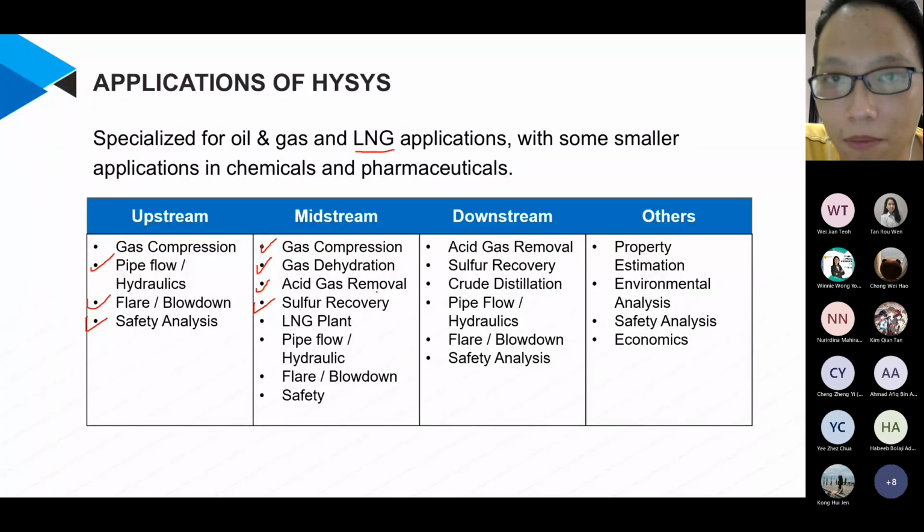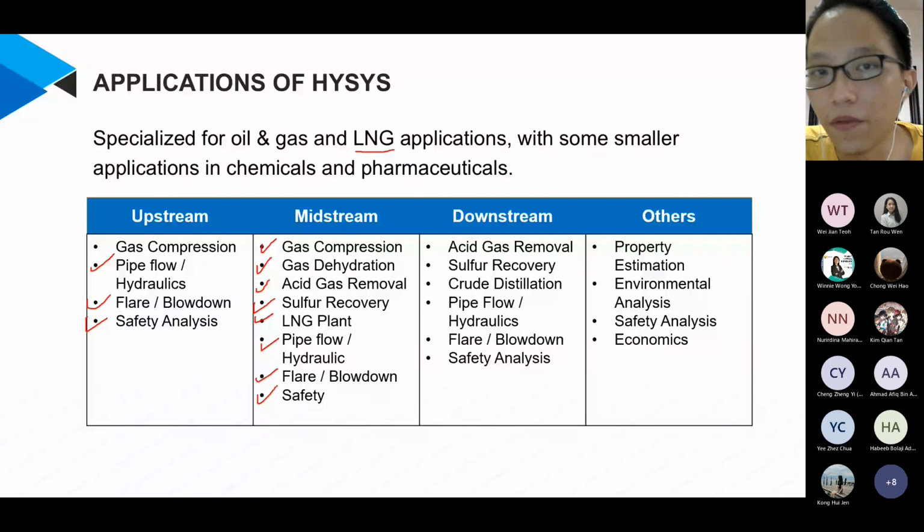Then you have the other parts of the plant itself. You can still do pipe flow, hydraulic analysis, you can do flare, you can do safety. Downstream process is mostly for refining in the refinery to produce fuels, to produce naphtha, to produce jet fuel, to produce diesel, and so on.